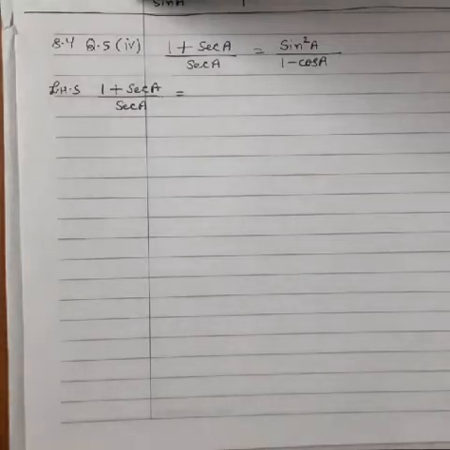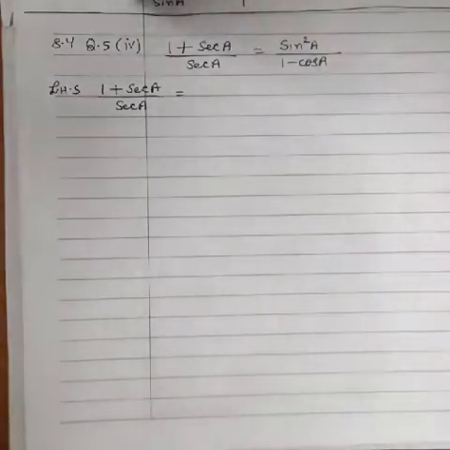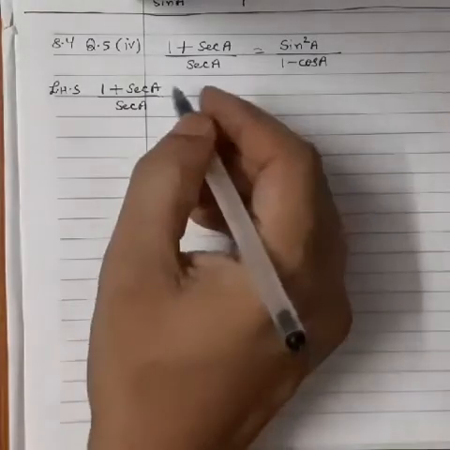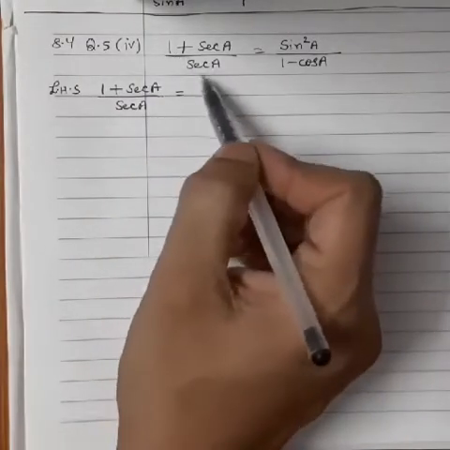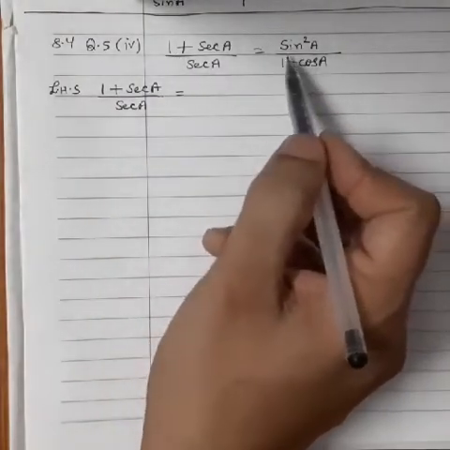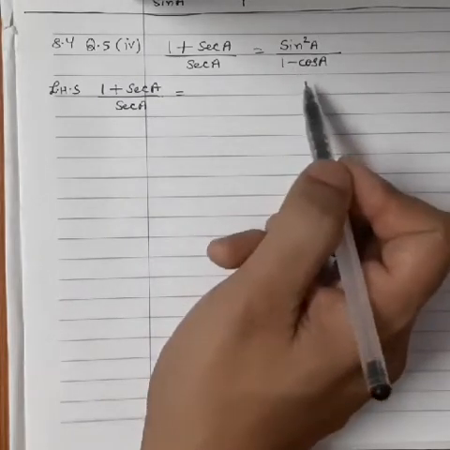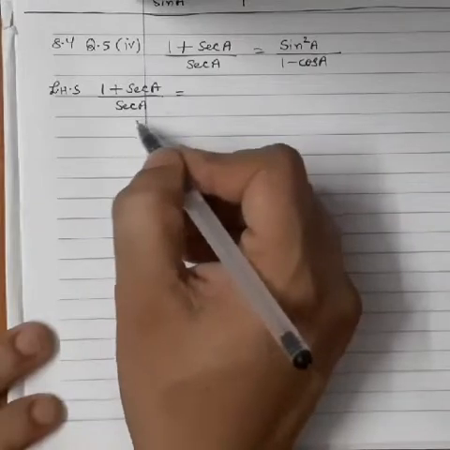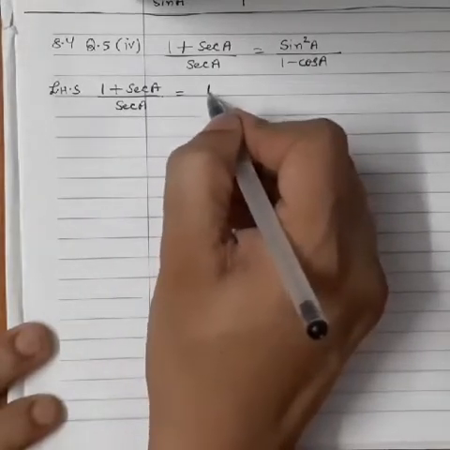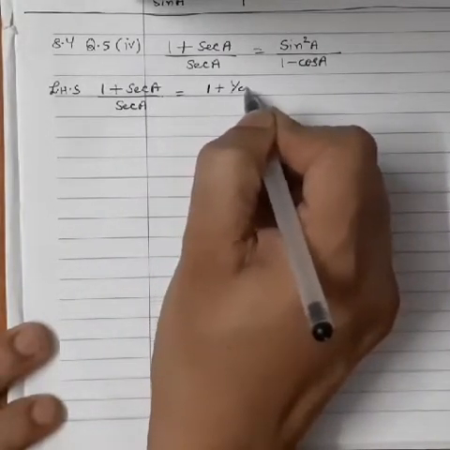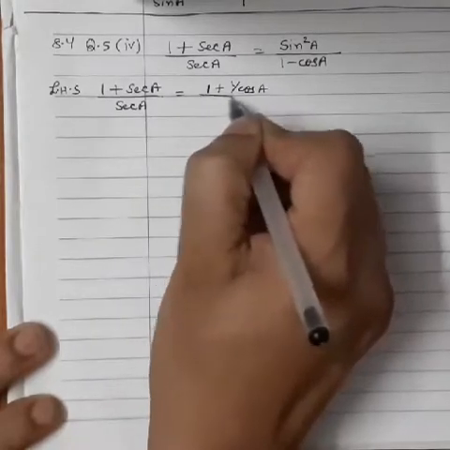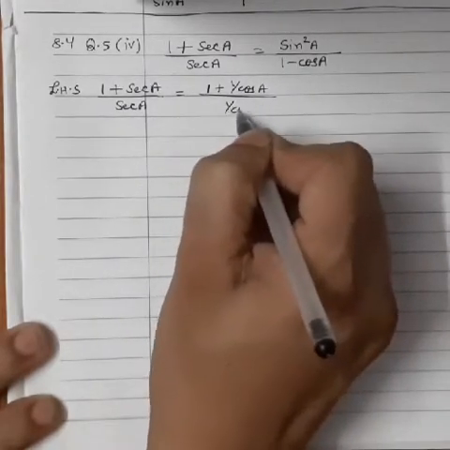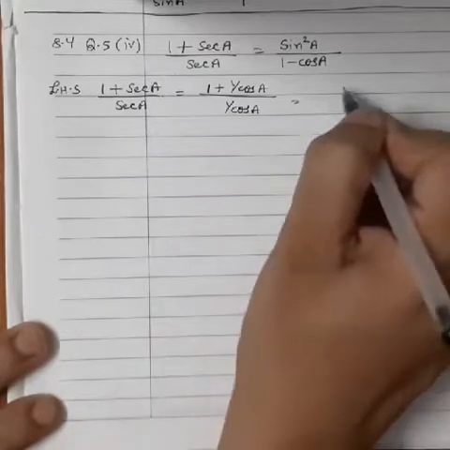Yes, exercise 8.4, question number 5, fourth part. (1 plus sec a) upon sec a is equal to sin square a upon (1 minus cos a). So I am taking LHS: (1 plus sec a) upon sec a. I am converting this sec a in terms of cos a. So I can write 1 upon cos a. This is also 1 upon cos a.